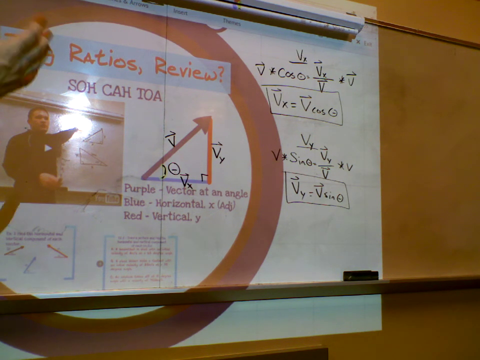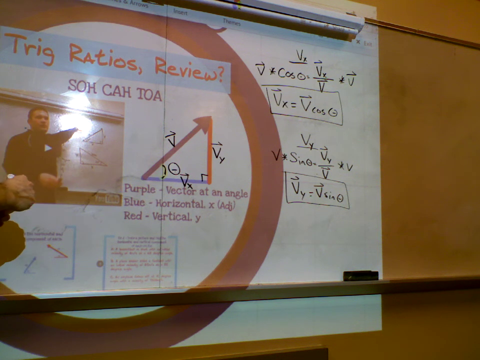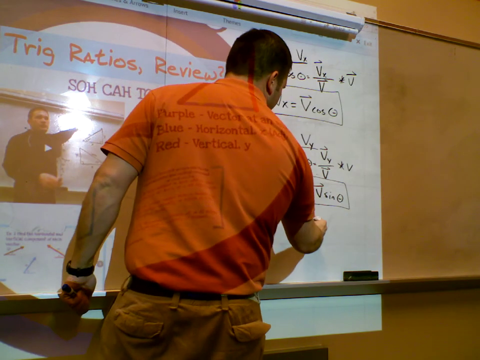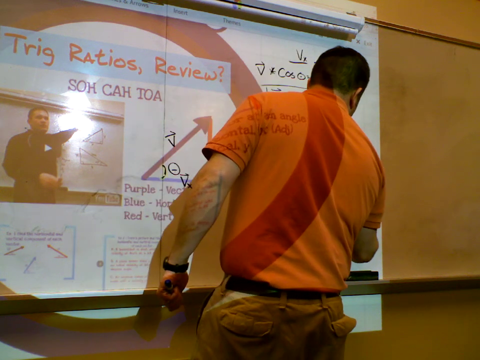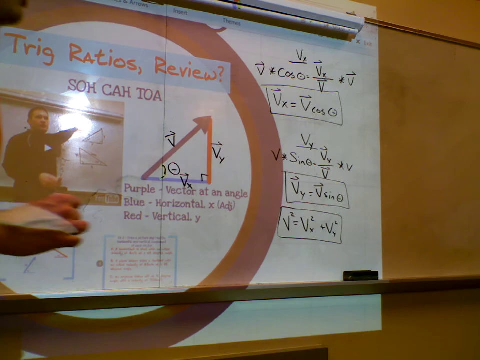Now the last thing, because this is the right triangle, what's one more equation we can come up with? Pythagorean theorem. Pythagorean theorem tells me that. Good. So those three equations are helpful.